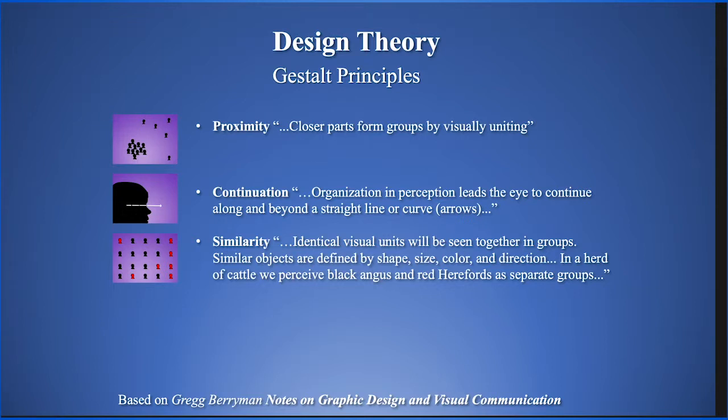And similarity, identical visual units will be seen together in groups. Similar objects are defined by shape, size, color, and direction. In a herd of cattle, we perceive Black Angus and Red Herefords as separate groups. This is also the way that we can tell who is on what team when we're watching a basketball game.